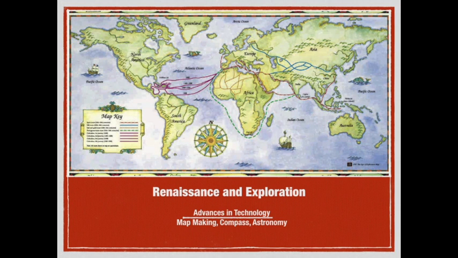So, first up, we have a map of exploration during the Renaissance, and there were advances in technology like map making, the compass, and astronomy. So please refer to your notes on those. Renaissance and exploration, advances in technology made it easier for sailors to sail and explore the world. Map making, compass, and astronomy.